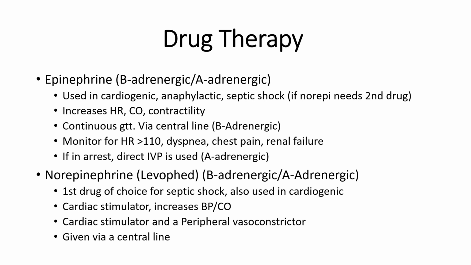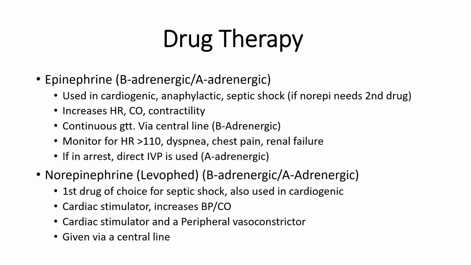Norepinephrine, this is like your go-to. This is your go-to vasopressor. This is pretty much number one for a lot of shocky states, especially if we're in septic shock. Your number one drug of choice for septic shock is Levophed, also known as norepinephrine. It can also be used in cardiogenic shock. I know dopamine and dobutamine are your drug of choice for cardiogenic. It's a cardiac stimulator. It helps increase blood pressure, and it helps increase cardiac output. So this is your number one. If fluid resuscitation is not working, we go to Levophed, also known as norepinephrine.